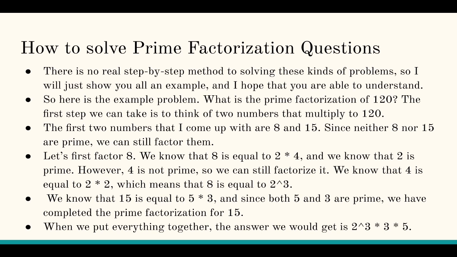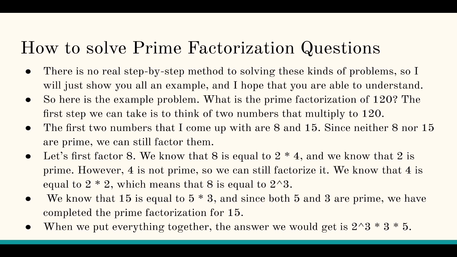Now that we have completed the prime factorization of 8, let's look at 15. We know that 15 is equal to 5 times 3, and since both 5 and 3 are prime, we have completed the prime factorization for 15. Now let's put it all together. Since we need to multiply 8 and 15 together to get 120, we need to also multiply the prime factorization of 8 and 15 together. So that would result in 2 to the third power times 3 times 5.